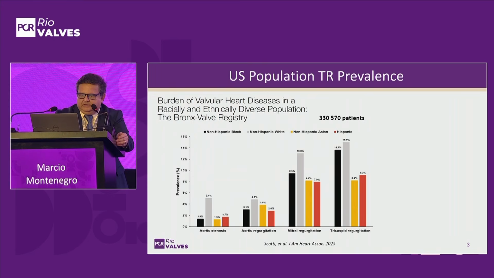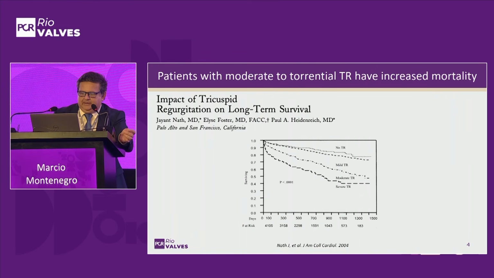So it's important to understand, look at the burden of tricuspid regurgitation in comparison with aortic stenosis in this registry from Bronx. It's really impressive how many patients we have with tricuspid disease. So it's really a disease that we cannot forget anymore. And the impact of tricuspid regurgitation on long-term survival is not only for severe TR. You can see that with moderate TR the survival is less than for patients with no TR or mild TR.